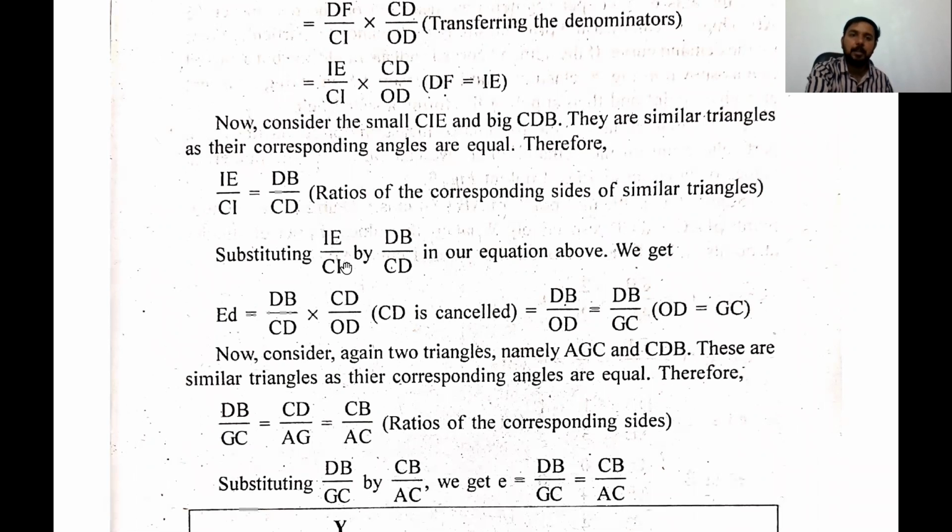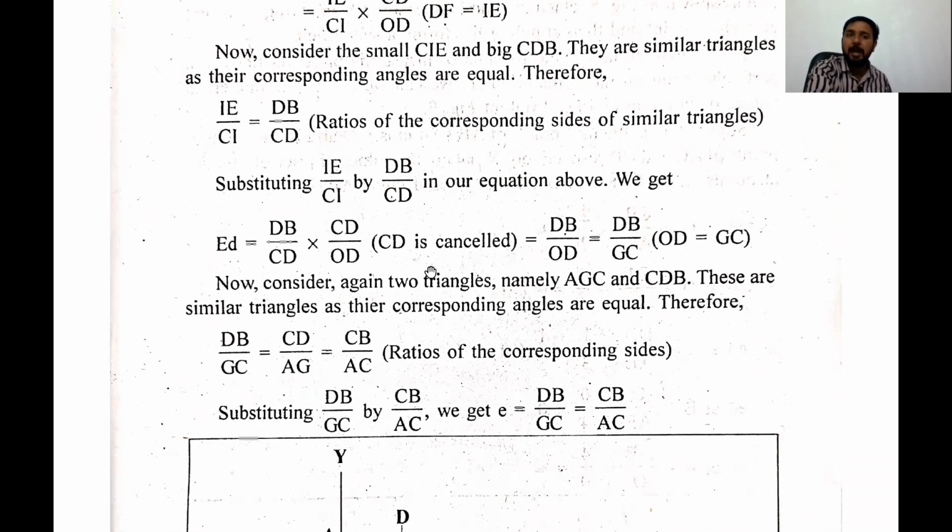Substituting IE divided by CI by DB divided by CD in the equation above, we get elasticity of demand equal to DB divided by CD times CD divided by OD. CD is cancelled because we have CD in the denominator, so it cancels, and we get BD divided by OD, that is DB divided by GC, since OD is equal to GC.